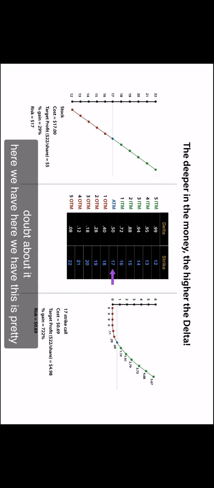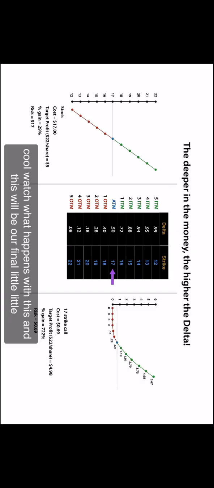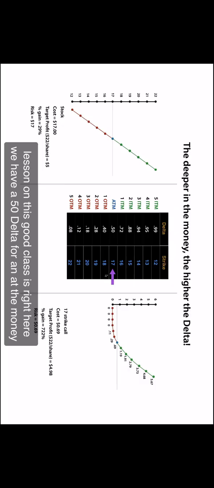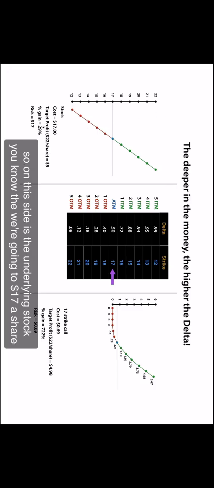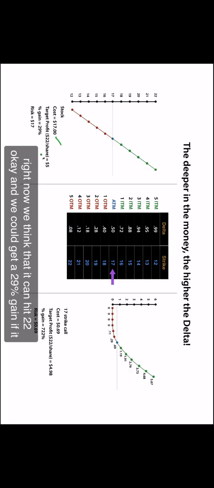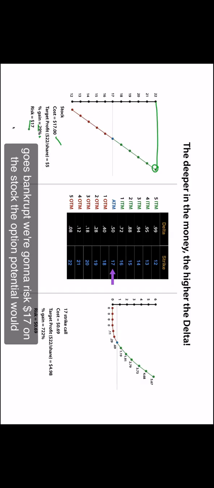This is pretty cool. Watch what happens with this, and this will be our final little lesson on this. Good class. Right here we have a 50 delta for an at the money. On this side is the underlying stock. We're at $17 a share right now. We think that it can hit 22, and we could get a 29% gain. If it goes bankrupt, we're going to risk $17 on the stock.